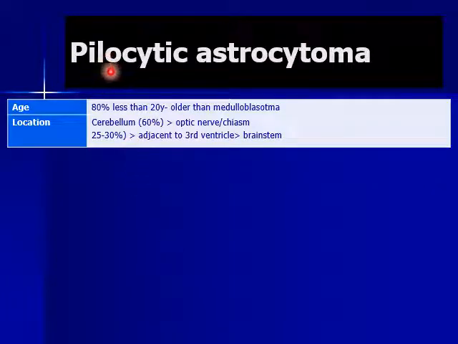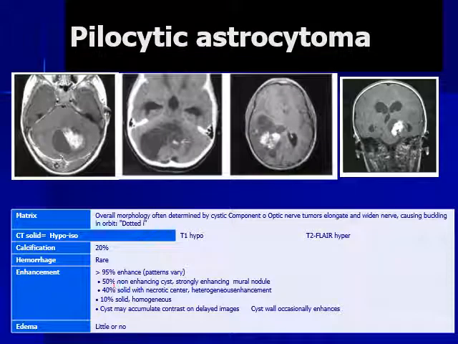The next tumor is pilocytic astrocytoma. 80% occur in those less than 20 years old, an older age than that of medulloblastoma. It likes the area of the cerebellum in 60%, then the optic nerve and chiasm in 30%, and it can also occur in the brainstem. I think we have described one of them, which is mesencephalic tegmental astrocytoma, okay, brainstem astrocytoma, focal tegmental glioma.